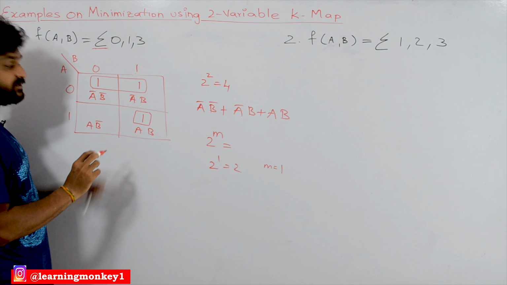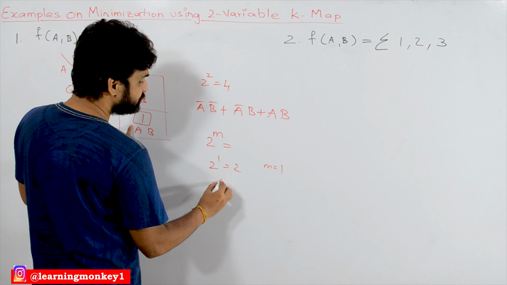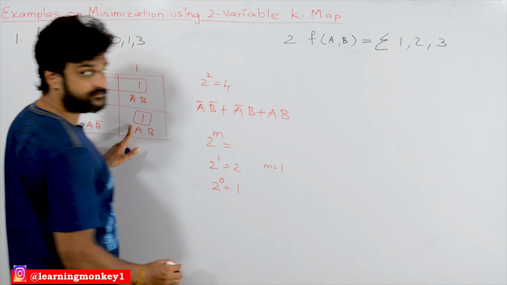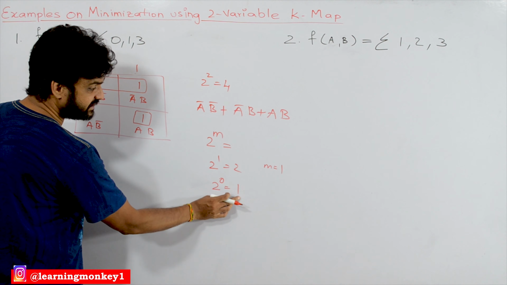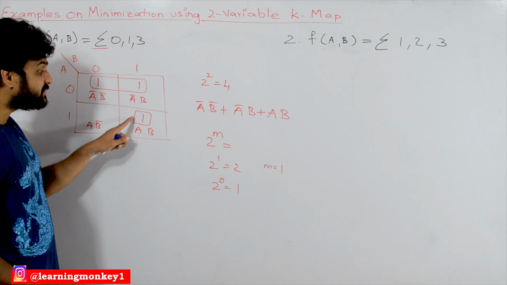Yes, we can consider it, because it is 2 power 0, which is equal to 1. So if you want to consider one cell, it is 2 power 0, it can be expressed in powers of 2, so it can be considered.